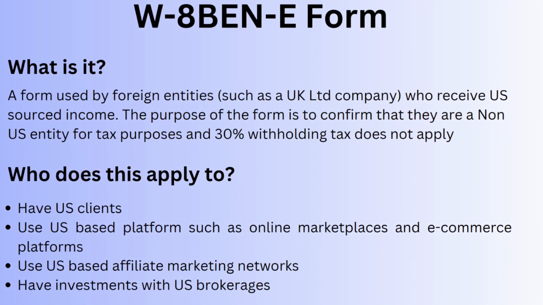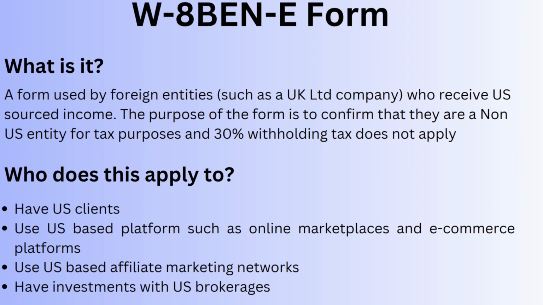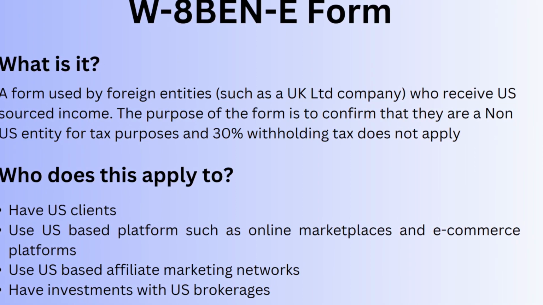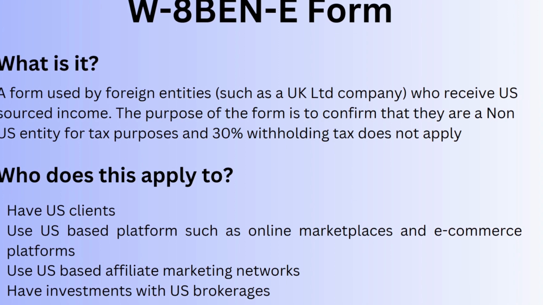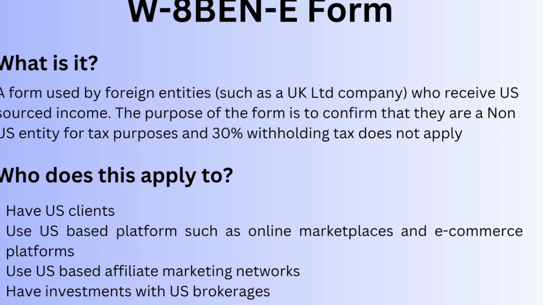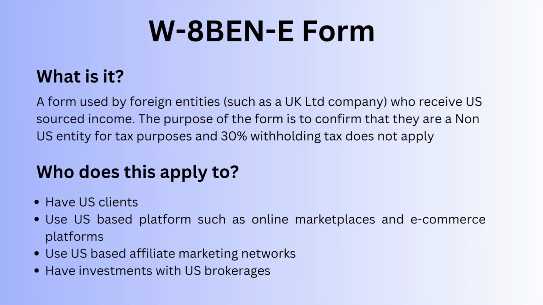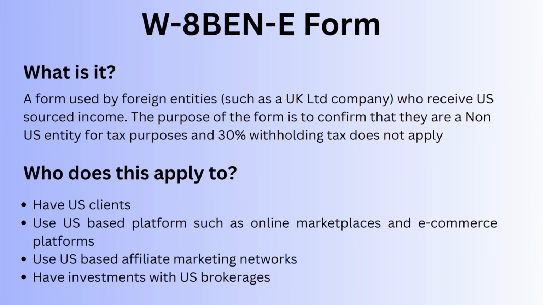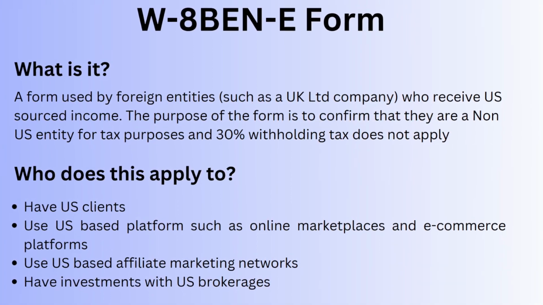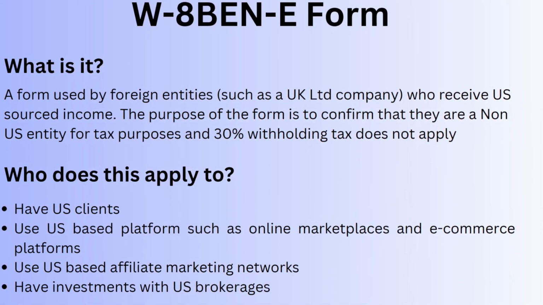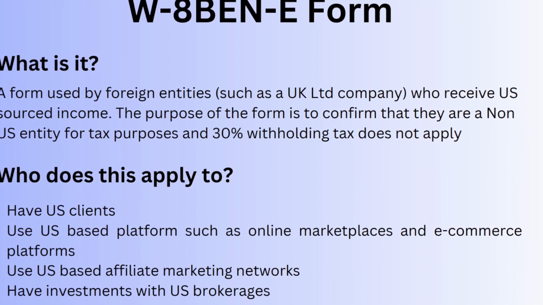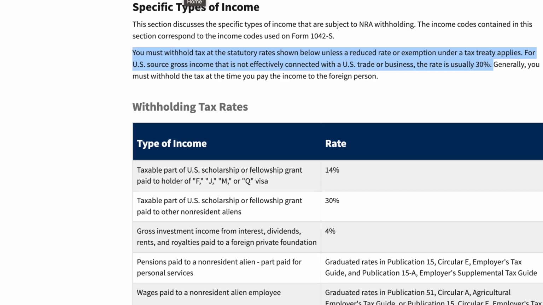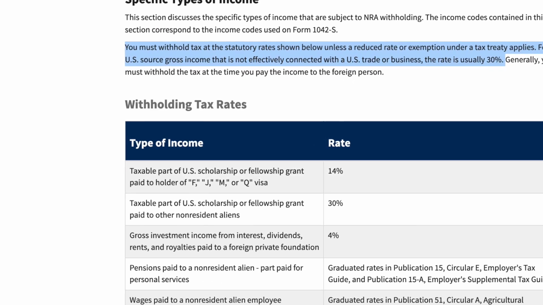So what is this? Well, a W-8BEN-E is a form used by foreign entities such as a UK limited company who receive US sourced income. The purpose of the form is to confirm that they are in fact a non-US entity for tax reasons. This is because under US tax law, when a US company makes payments to a foreign entity from US sourced income, it needs to withhold 30% of that payment and hand that over to the IRS. This 30% is known as the statutory rate of withholding tax.